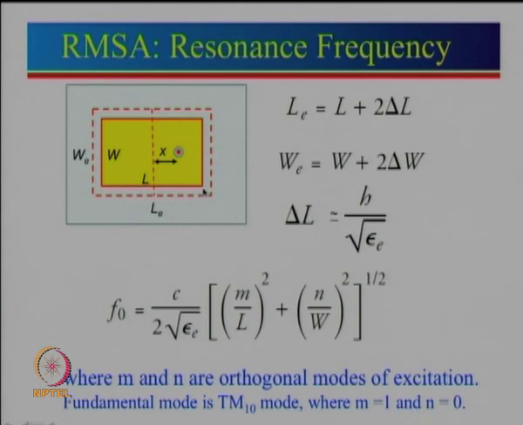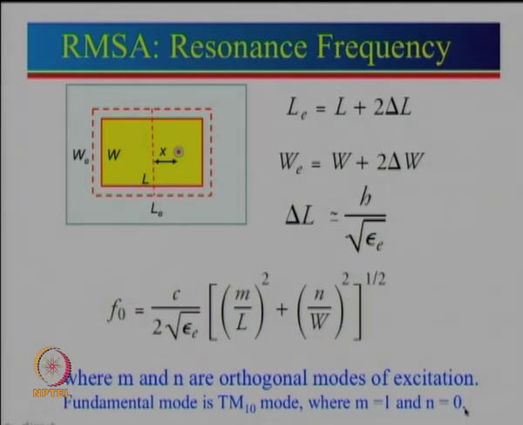Let us look from the current point of view. We have an open here and an open here on this side. So along the open, the current will be 0. Since the length is lambda by 2, the current will be 0, go to the maximum, and come back to 0. That is what a half wavelength is, and that variation is known as 1.